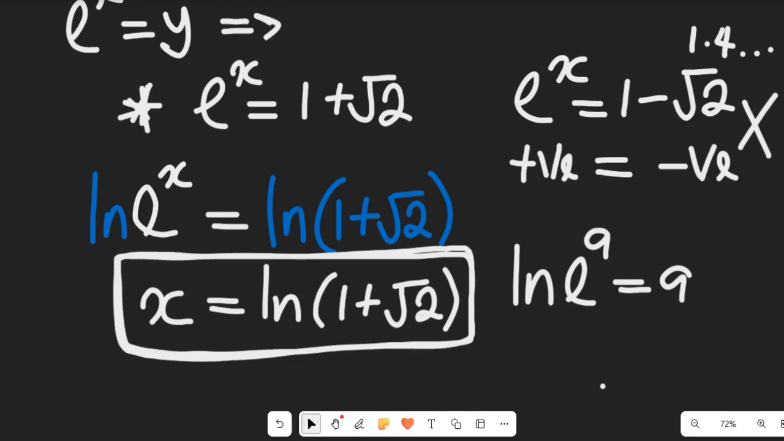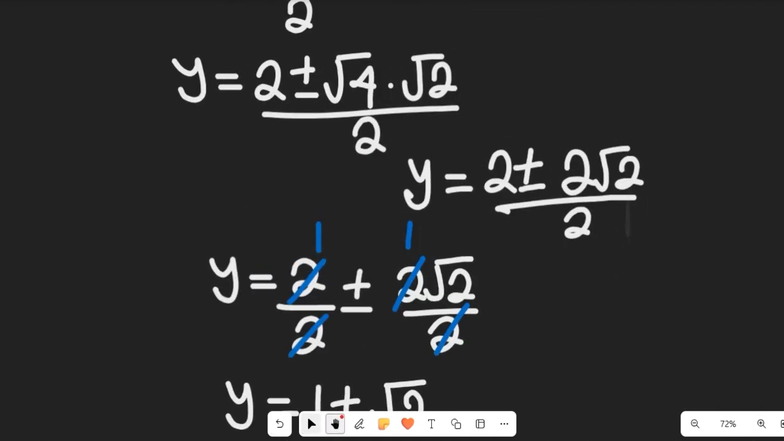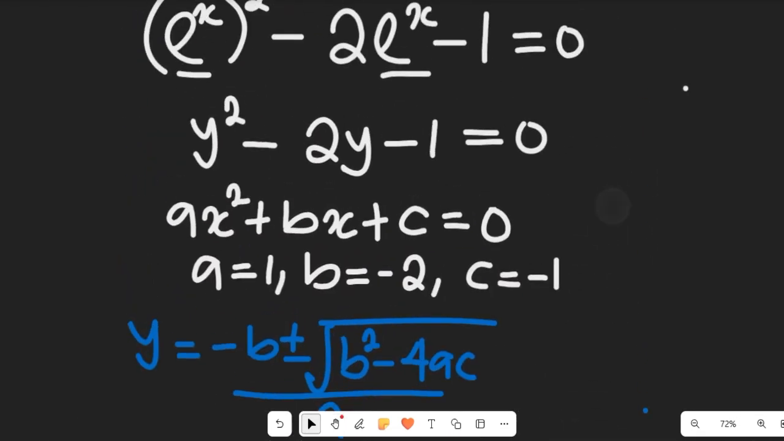So you see, very easy. So that is the solution we have for this mathematical expression given to us up here.